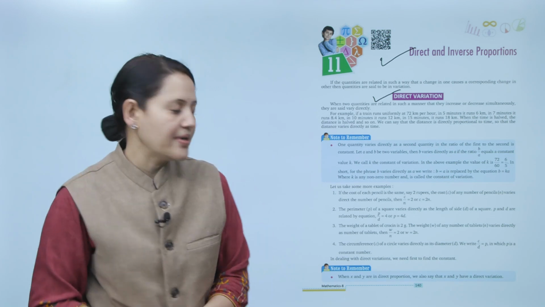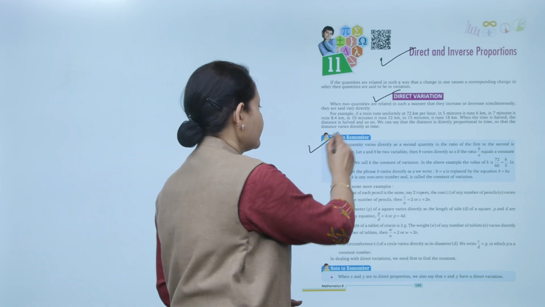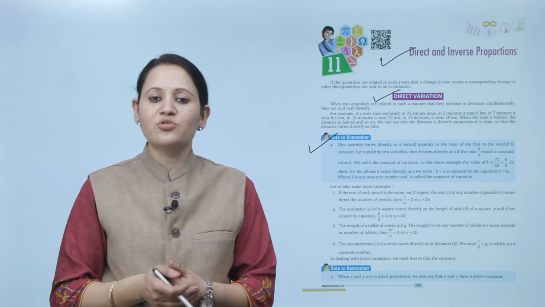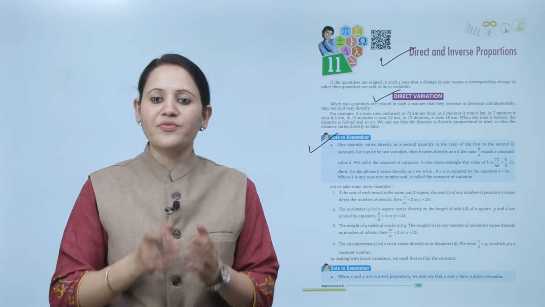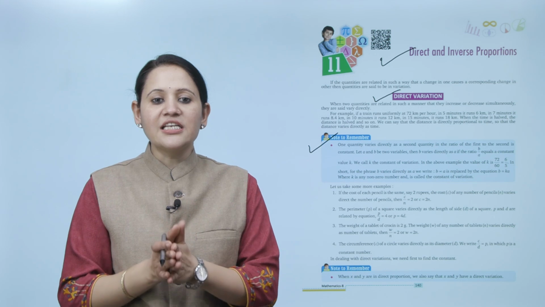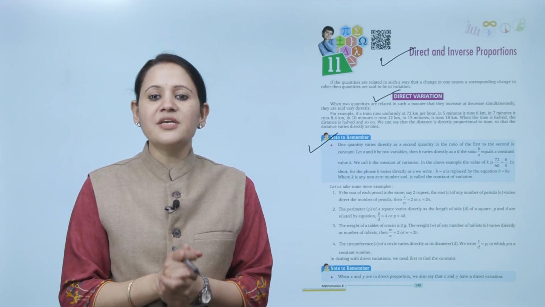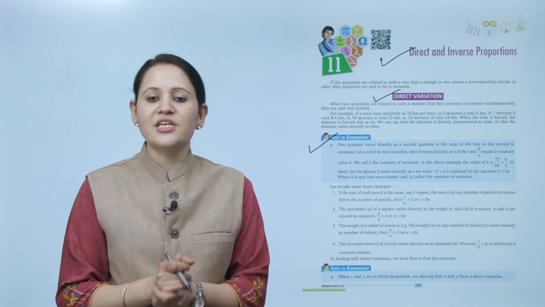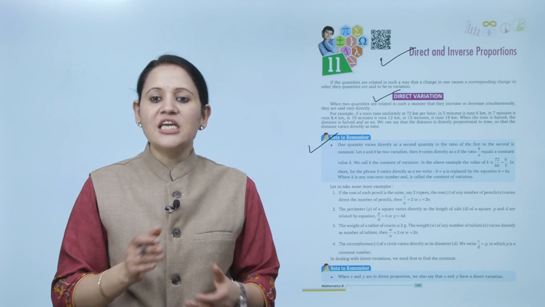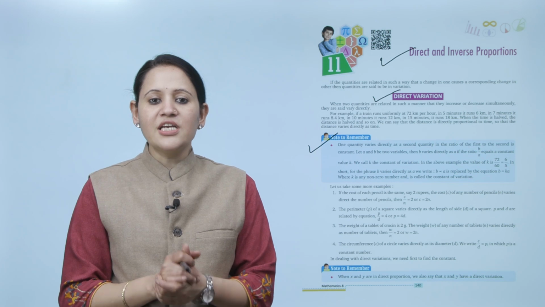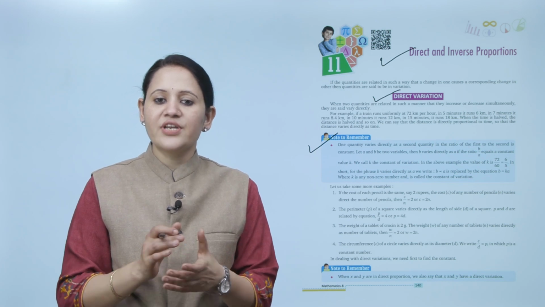Next is note to remember. One quantity varies directly to the second quantity if the ratio of the first to the second is constant. Let A and B be the two variables. Then B varies directly as A if the ratio B upon A equals a constant value, that is K. We call K the constant of variation.